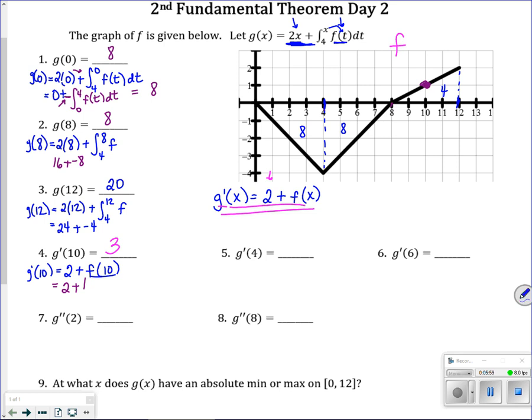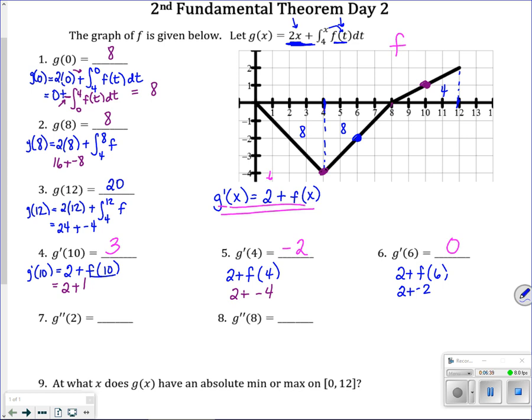So this guy would be 2 plus f of 4. Looking right here, f of 4 is negative 4. So I get an answer of negative 2. And finally, g prime of 6 would be 2 plus f of 6. f of 6 is negative 2. So 2 plus negative 2, and I would get a value of 0. Perfect.